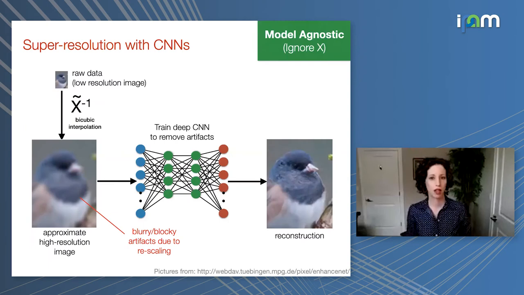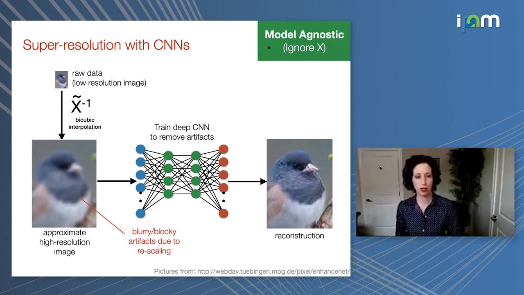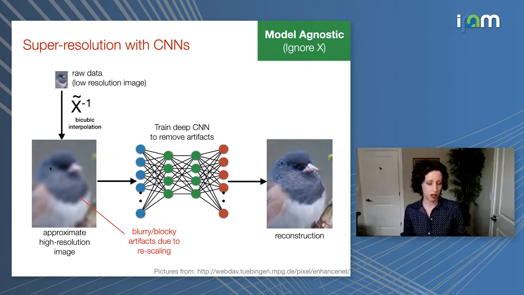So the first class that I want to describe is what I call model agnostic. And what I mean by that is that for the most part, we are learning how to solve the inverse problem by ignoring any knowledge of X, our forward model. So a nice example of this might be with super resolution, where researchers proposed taking a low resolution image and then mapping it up to the desired resolution, and then training a neural network to essentially remove blur and artifacts and other effects of that initial upsampling step to yield a nice, attractive reconstruction.